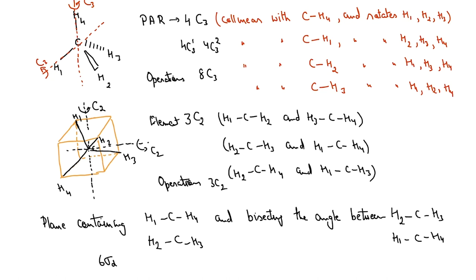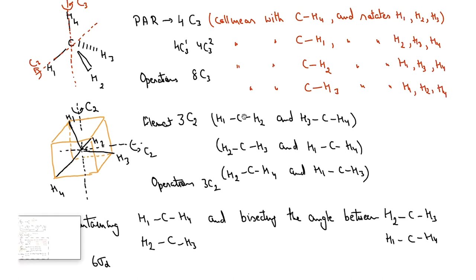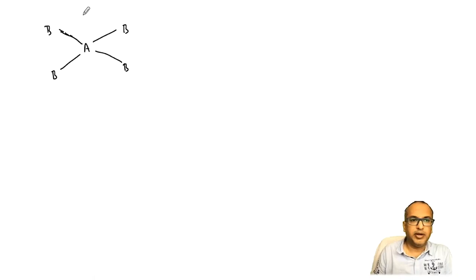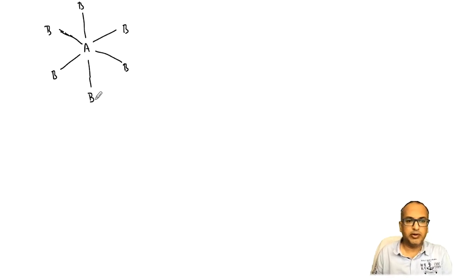Now let us go to an even more complex molecule, which is the octahedral molecule, because the number of elements and operations is huge in that case. So let us list it down. Let's first draw the molecule. So let's draw a generic molecule. Now all six bonds in this case are equal because this is an octahedral molecule, right?